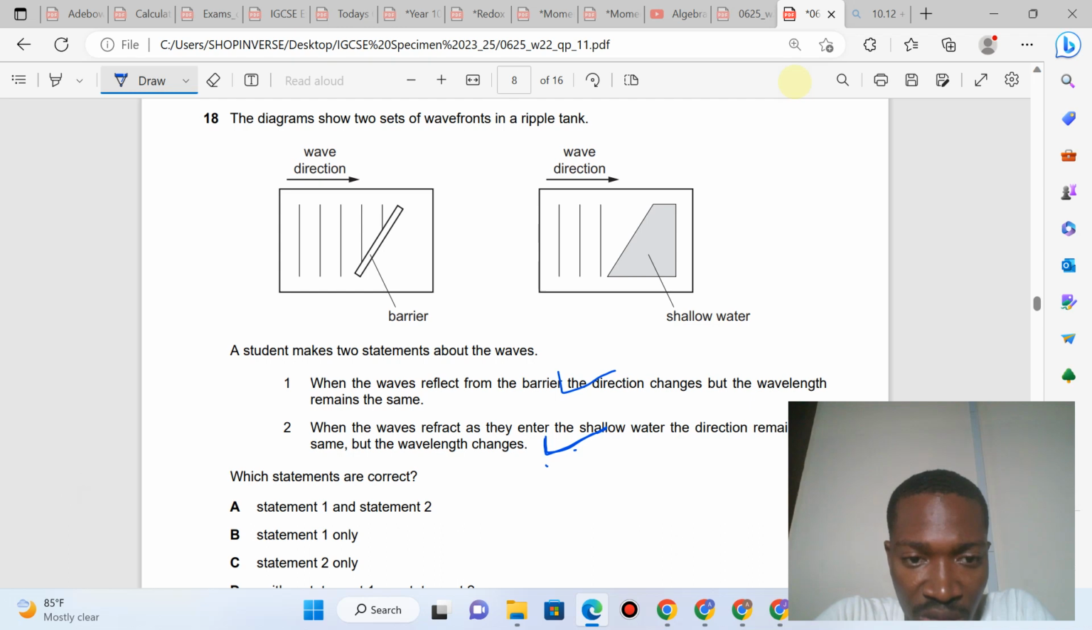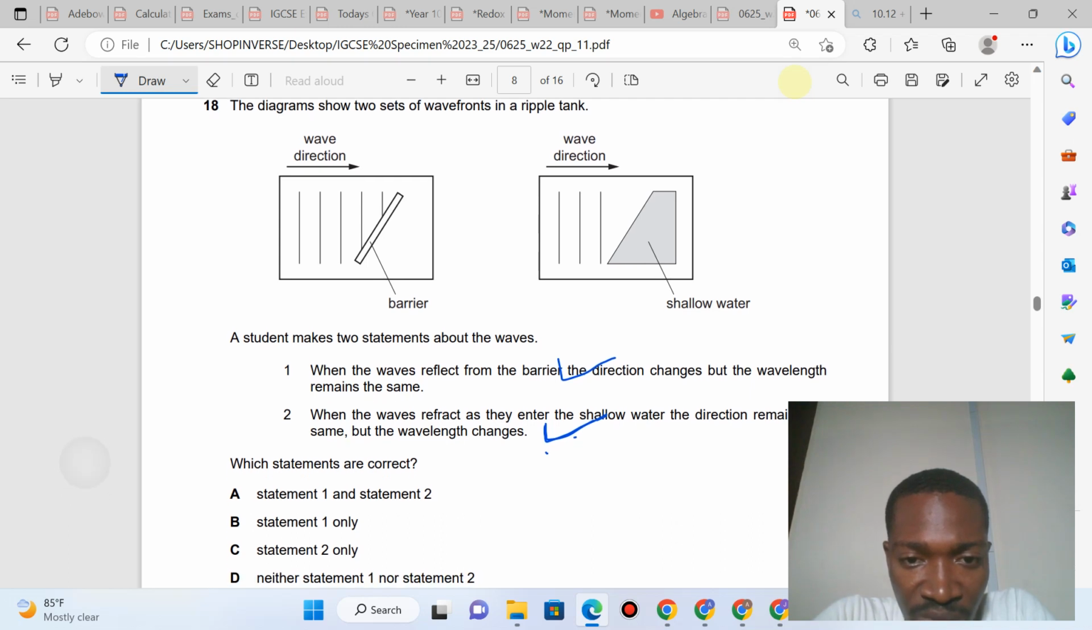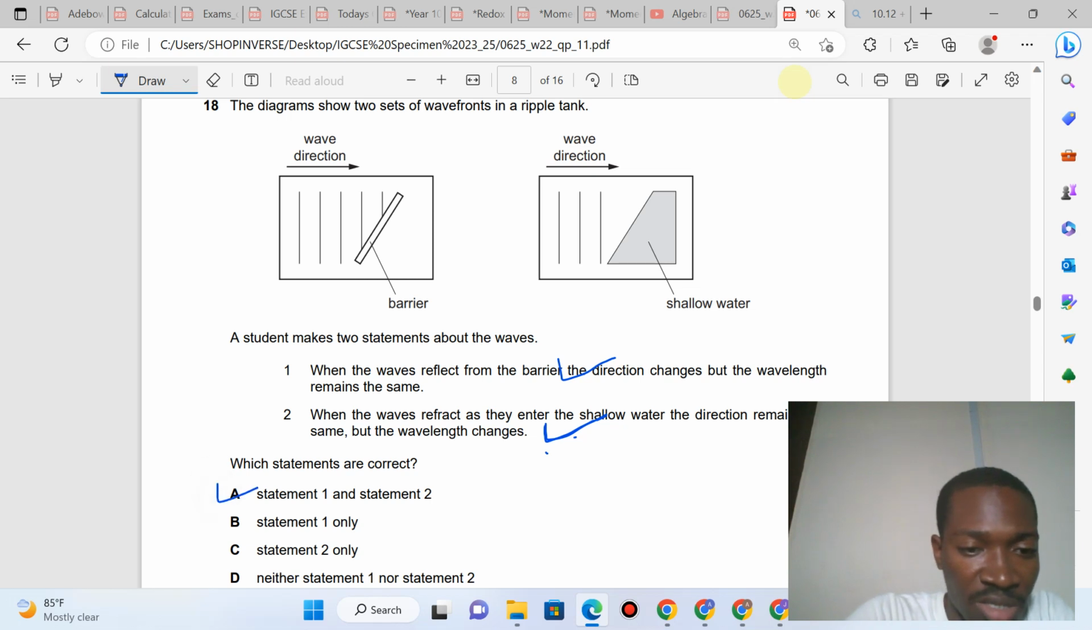When the waves refract as they enter the shallow water, the direction remains the same, but the wavelength changes. That is due to the refraction of waves as they course from one medium to the other. Yes, that is correct. So, where do you have one and two? Option A is the correct answer, okay?